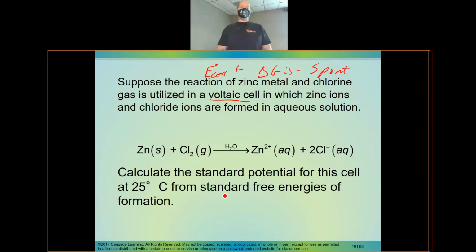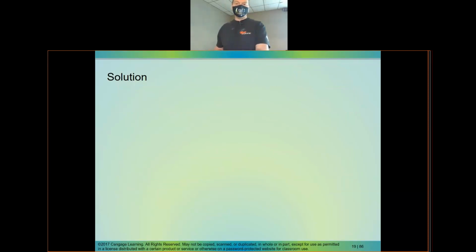All right, so now it says calculate the standard potential for this cell from delta G values, okay? So this is at 25 degrees Celsius, all right? So that means that we can use the delta G values from the table. If it were at a different temperature, in order to find delta G, we would have to find the delta H minus the T delta S. So we'd find delta H, we'd find delta S, multiply it by the temperature in Kelvin here. And then we could find our delta G at any temperature, but at 25, we can use our delta G products minus delta G reactants.